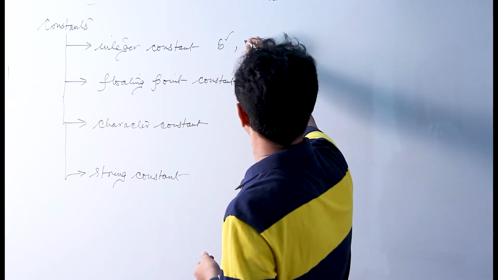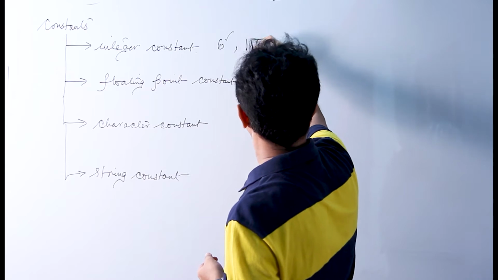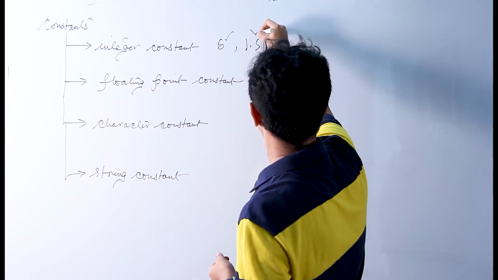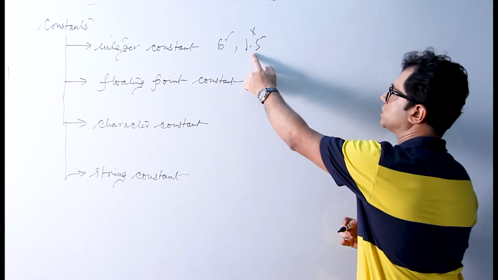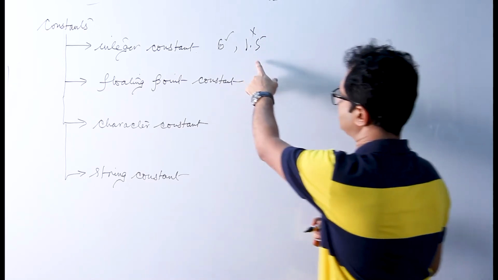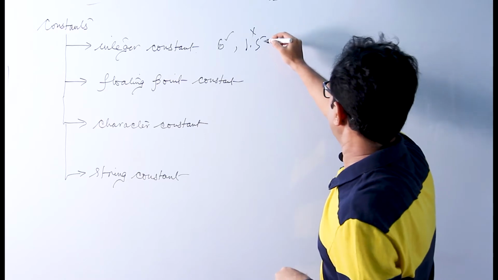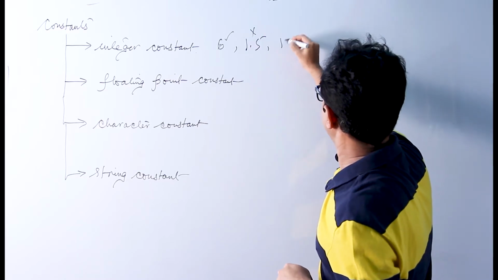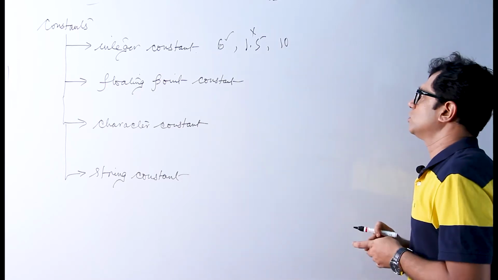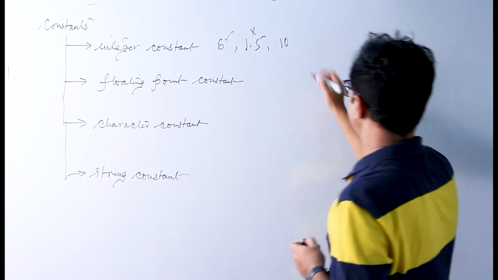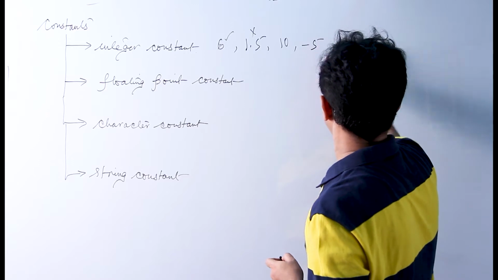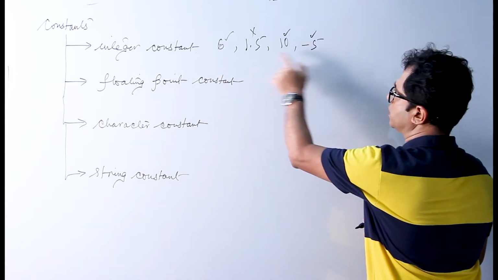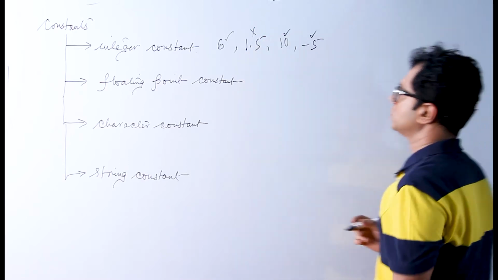We can write 1.5 and see whether it is an integer constant. No, it is not an integer constant because an integer constant will not contain a fractional part, as I have said. Let us write 10. It is an integer constant because 10 is an integer. Minus 5, yes, it is an integer constant. But 1.5 is not an integer constant.